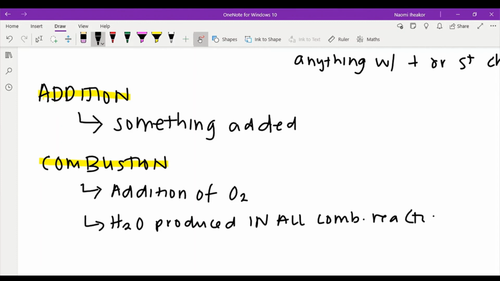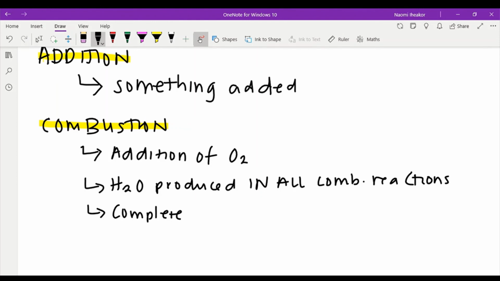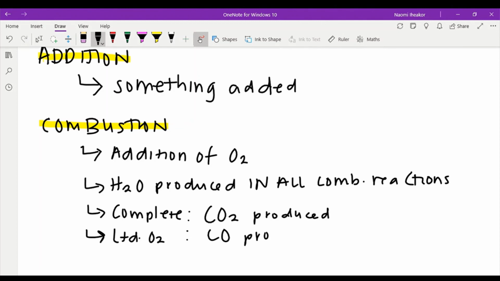In complete combustion reactions, we're also going to have carbon dioxide produced. Where we have limited oxygen available, we're going to have carbon monoxide produced. And if we have no oxygen available, we're going to have just carbon produced.